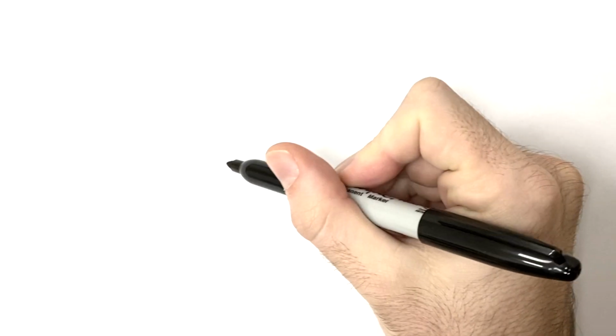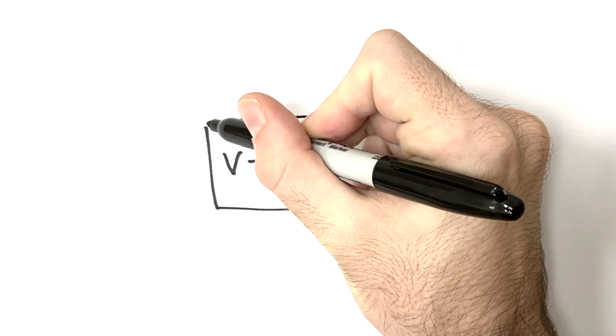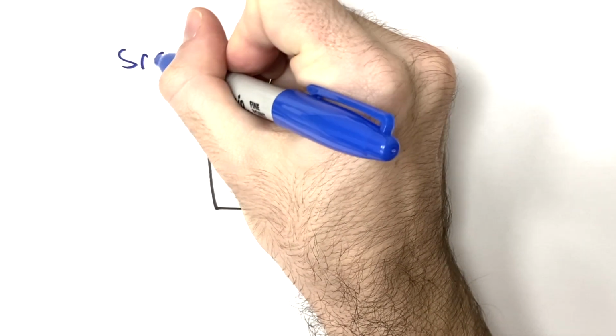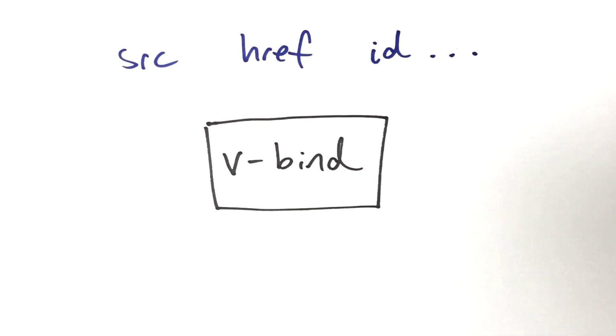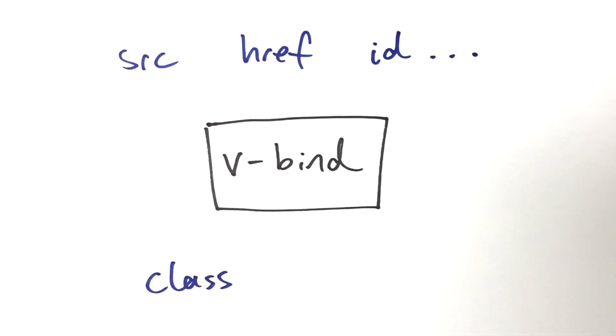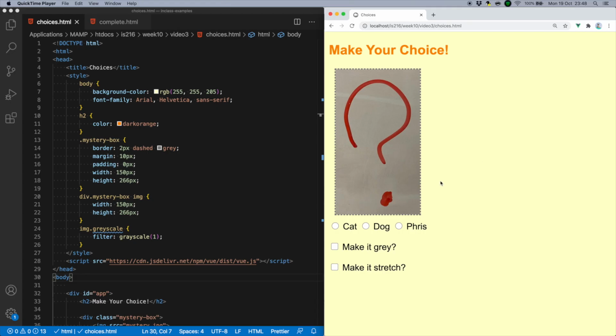In this mini video, we're going to introduce the v-bind directive, which allows us to update the values of HTML attributes, such as src, or href, or id. It also allows us to change the classes that are active in a particular element, and also to update the inline styling.